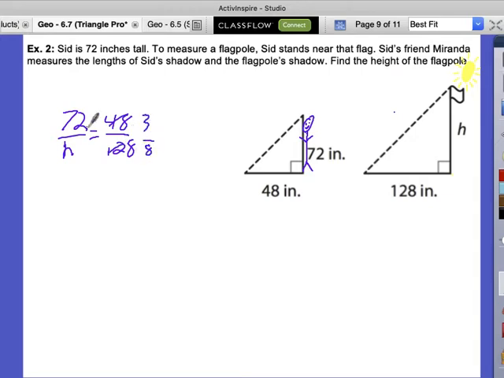So then we cross multiply, and 72 times 8 was 576. Okay. That is equal to 3h, and divide both sides by 3. And then h is equal to, what'd you get? 192. So what's the height of the flagpole? 192 inches.